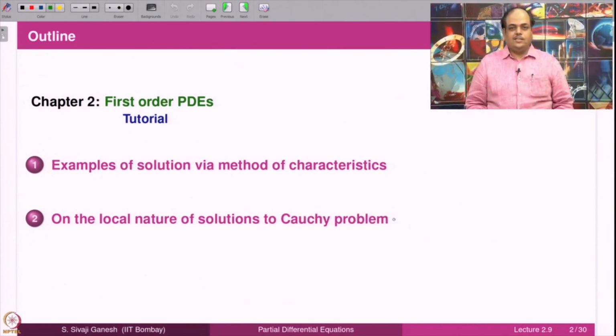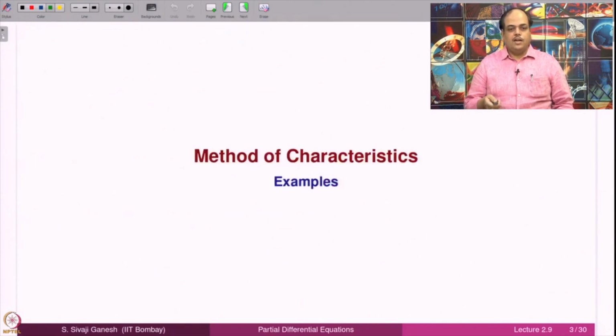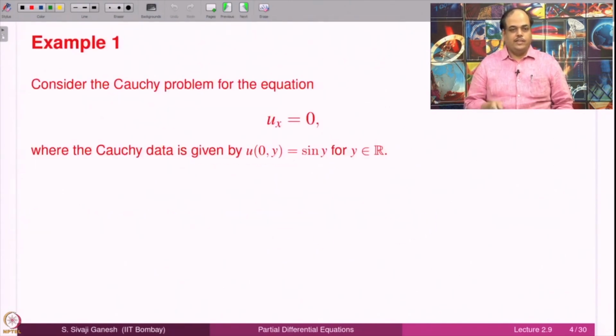Recall that the existence and uniqueness theorem gave us existence of a solution only nearby any fixed point on the datum curve. So, is that all that can be expected, or can we get a solution whose integral surface consists of the entire datum curve or defined on entire domain omega 2? These are the questions we are going to discuss under this heading on the local nature of solutions to Cauchy problem. So, let us start some problems examples.